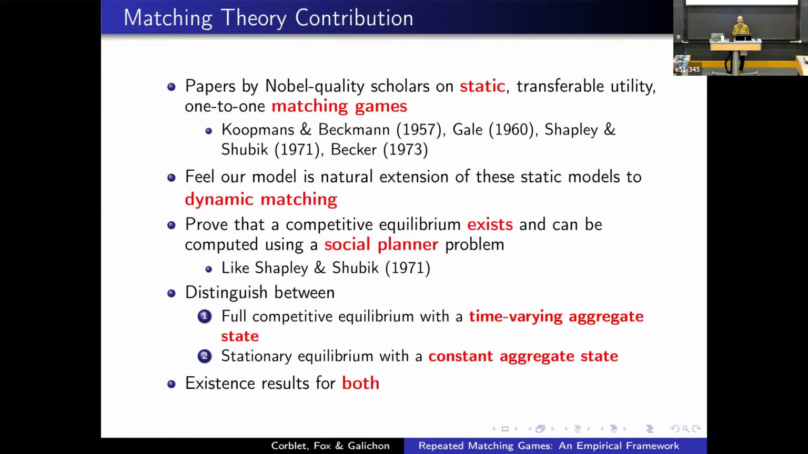And then we'll try to distinguish between this full competitive equilibrium, where the aggregate states, or the distribution of, say, workers and firms and what types each worker and firm have, can change over time in this economy, and a so-called stationary equilibrium, where individual workers and firms have their states changing, but the distribution of workers and firms remains the same.